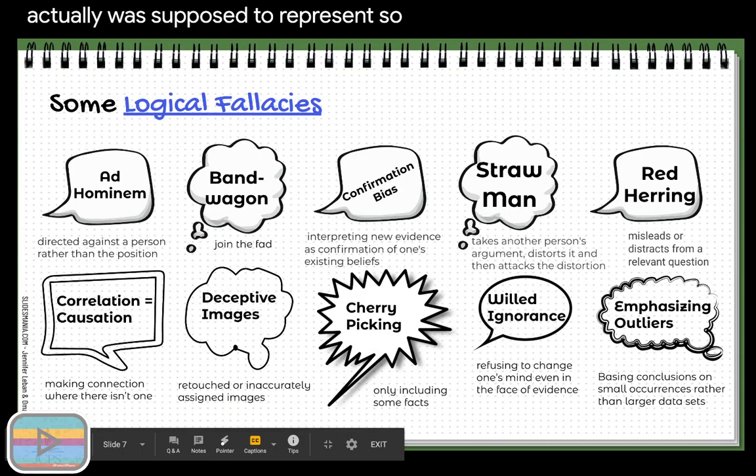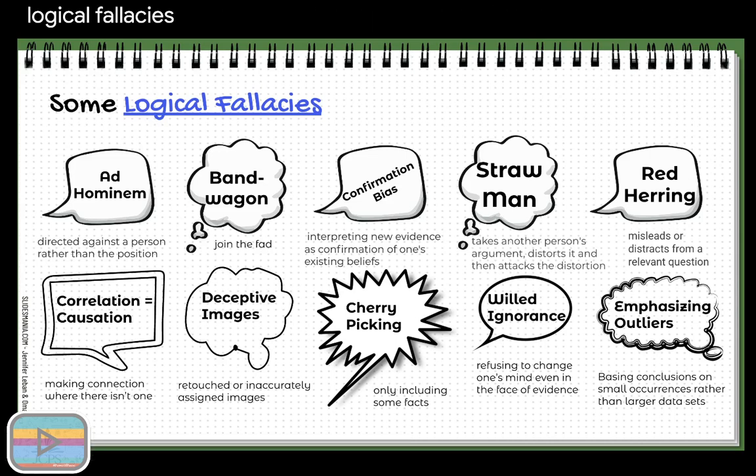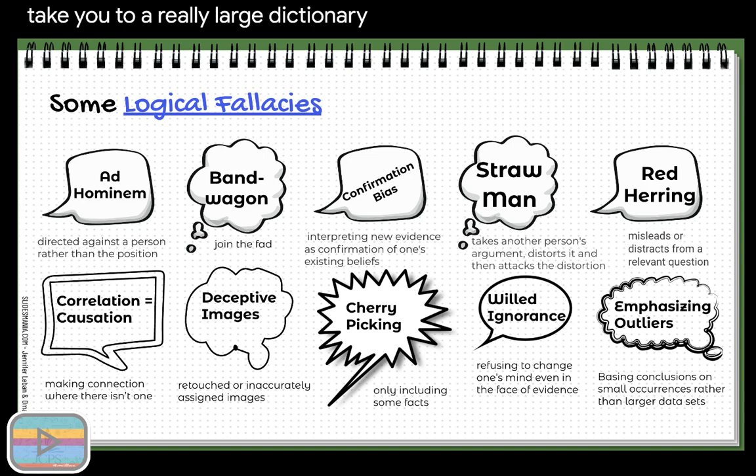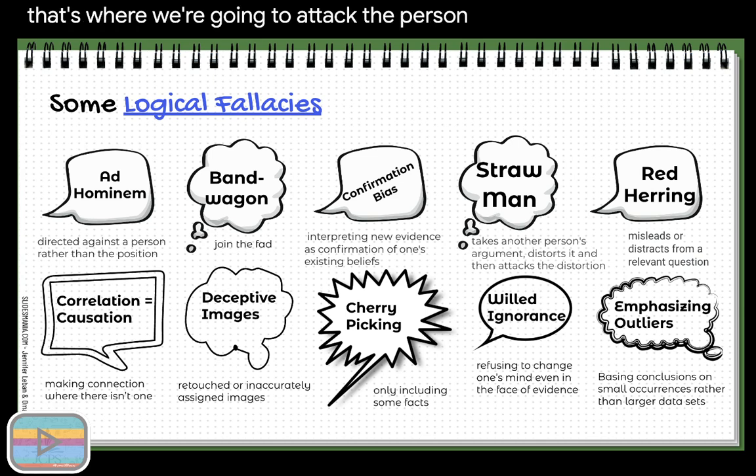So here's, you probably learned about this in school. I did, even back in the 70s. Logical fallacies, ways that information can get a little twisted around or presented in a way that hides the facts. So this link up here will take you to a really large dictionary of a plethora of different fallacies. But some of the ones I think we see more commonly, this ad hominem. That's where we attack the person. It doesn't really have anything to do with any kind of issue. It's just basically name calling.